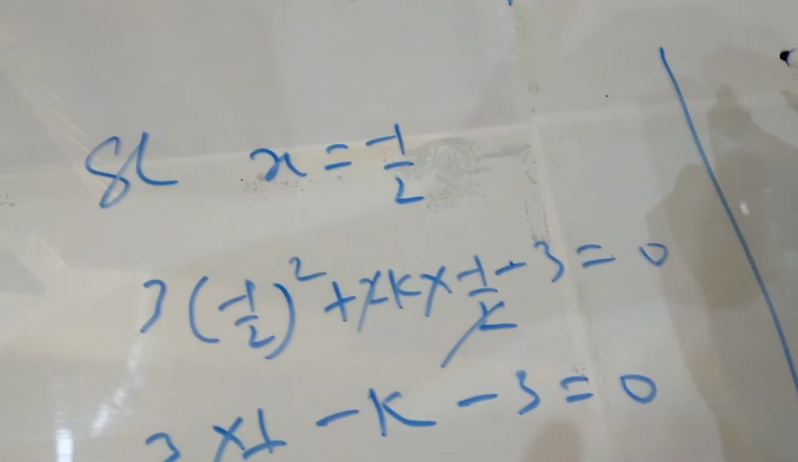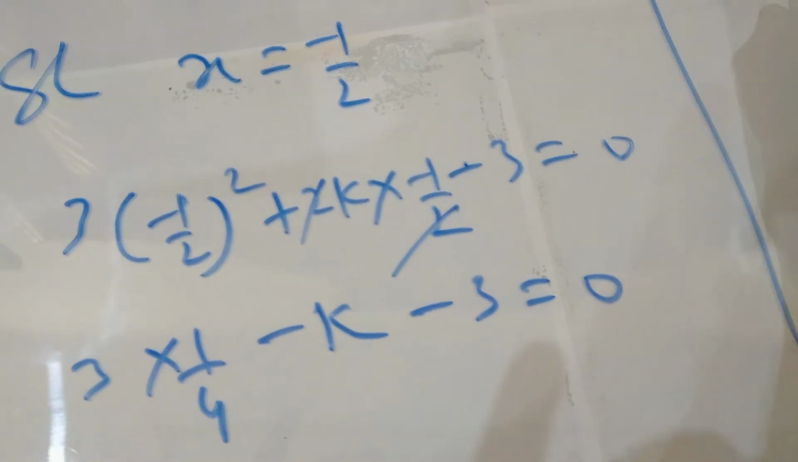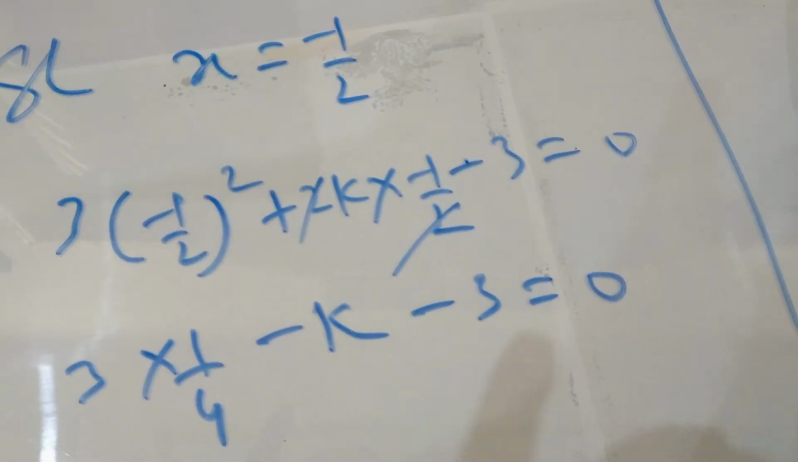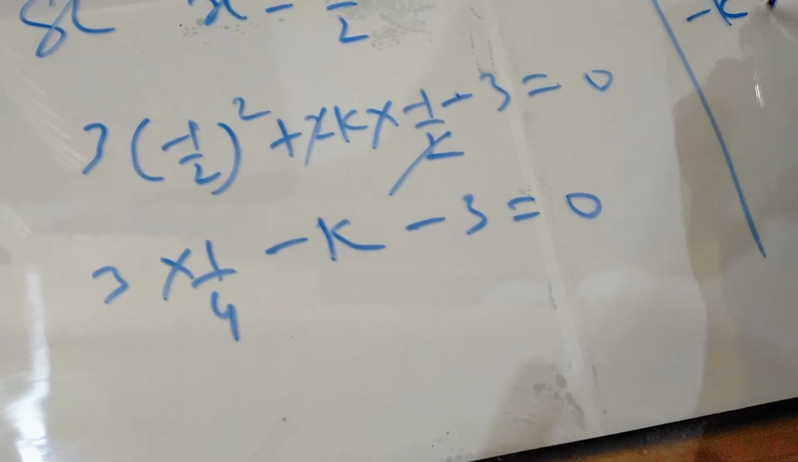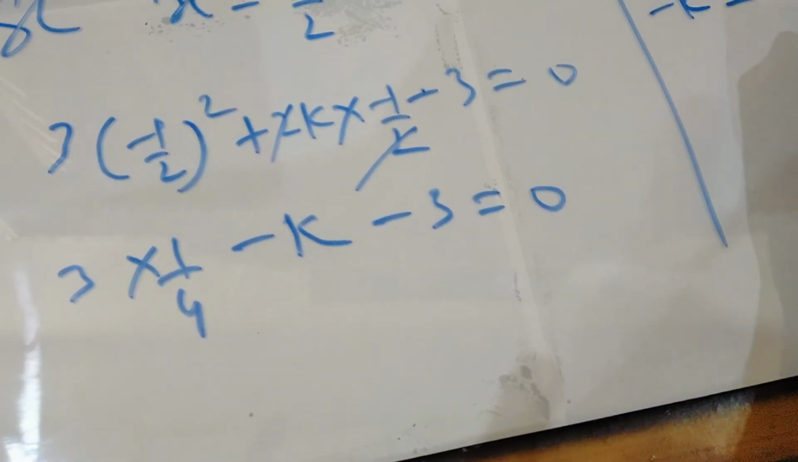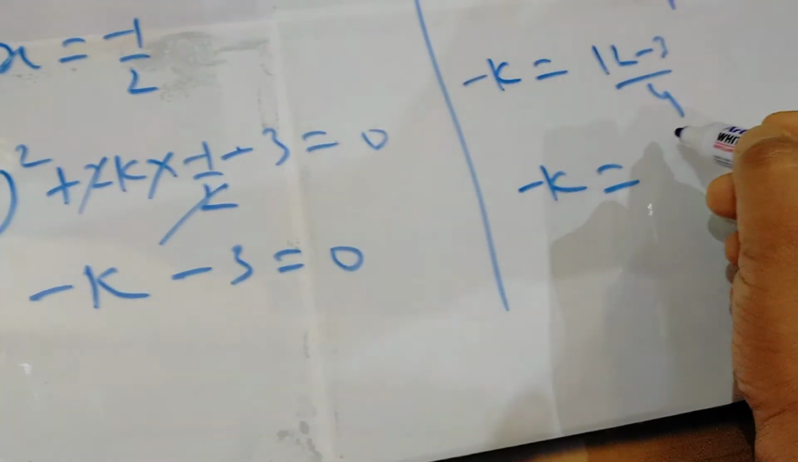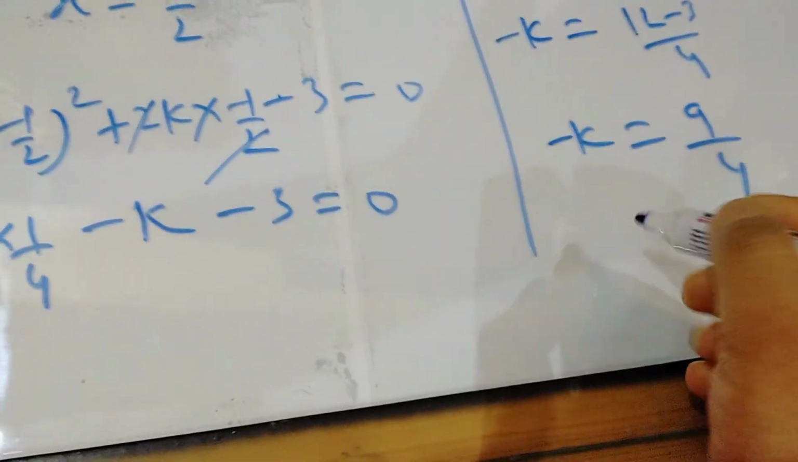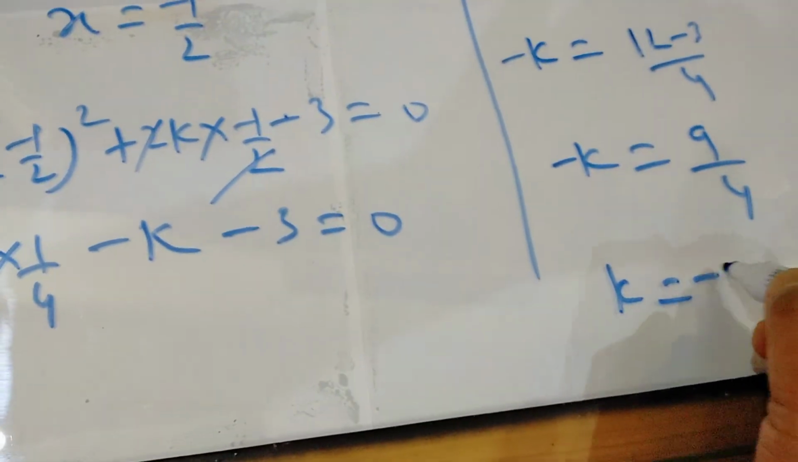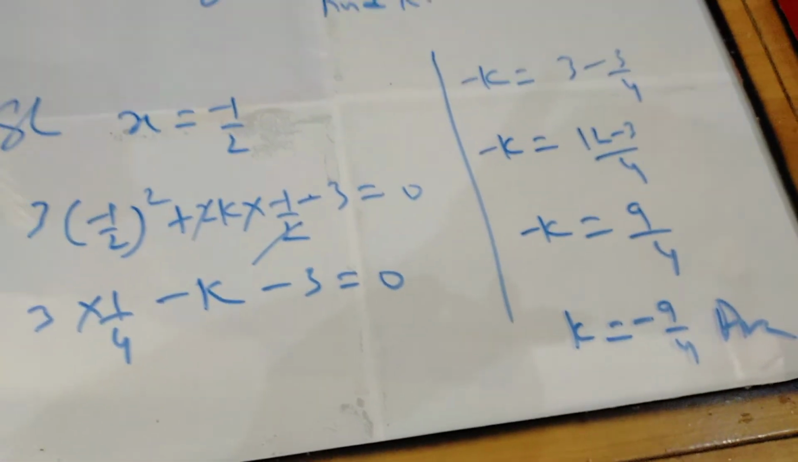So it will be minus k is equal to 3 minus 3 by 4. So minus k equal to 12 minus 3 upon 4. So minus k equal to 9 by 4. So finally k is equal to minus 9 by 4 is the final answer of this particular question.